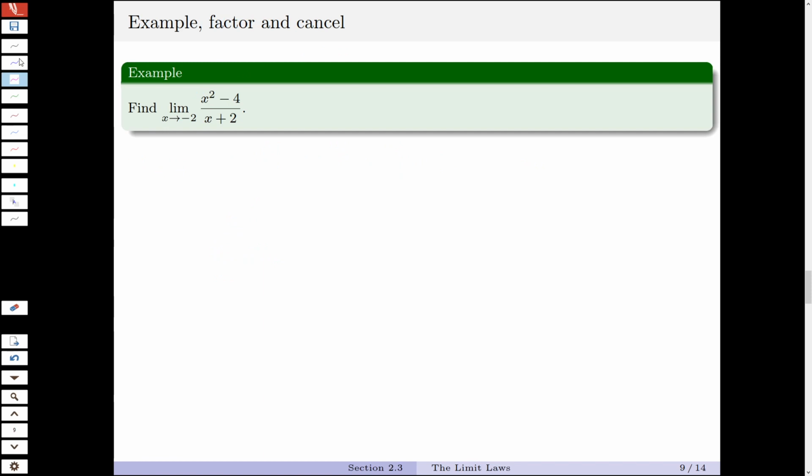All right, let's look at another example. Here, I'm going to try direct substitution. When I do that, I get negative 2 squared minus 4 over negative 2 plus 2, which is 4 minus 4 over negative 2 plus 2, which is 0 over 0. So there's two things here that I am able to tell. First of all, I have a 0 in the denominator, so I wasn't allowed to use direct substitution.